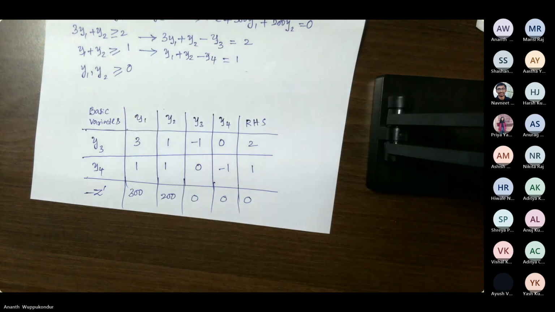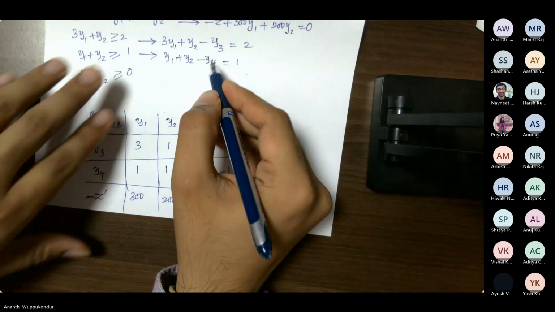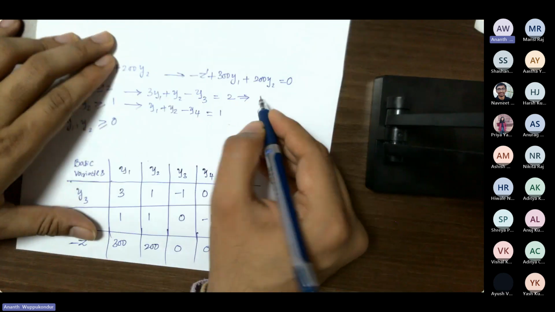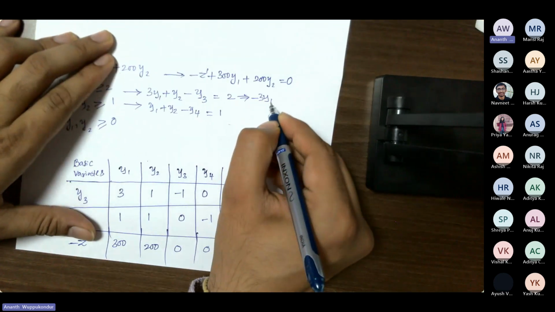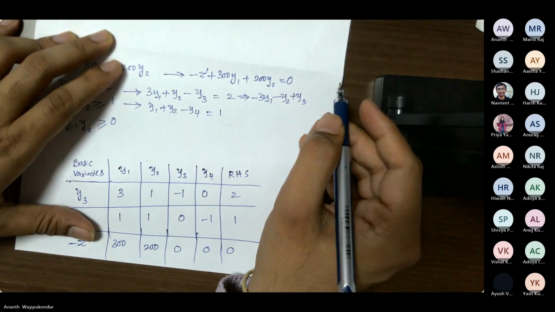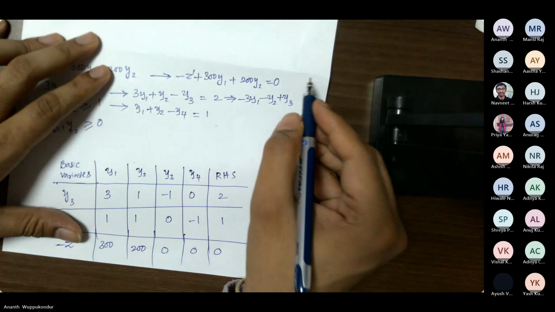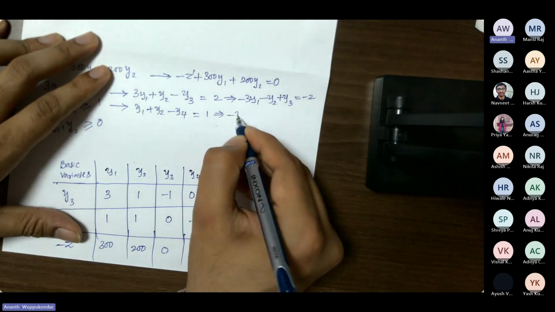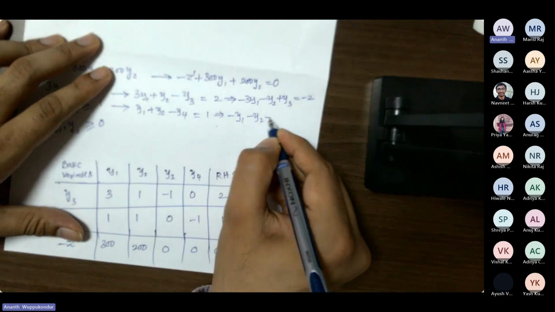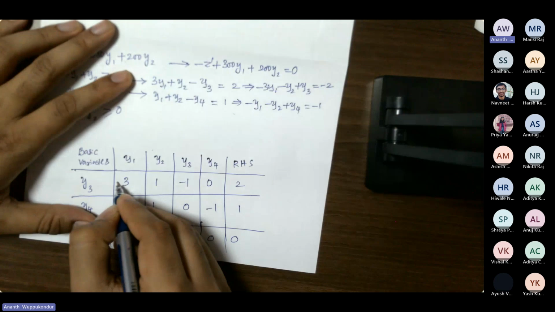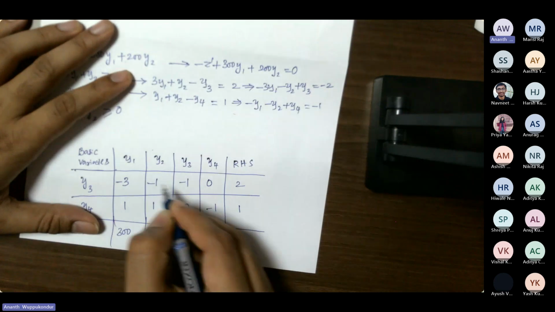Or we could convert this into minus 3 y1 minus y2 plus y3 equals minus 2, and this will be minus y1 minus y2 plus y4 equals minus 1. So our coefficients are going to be negative.